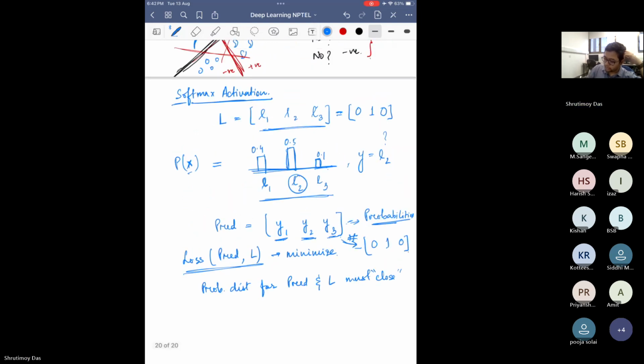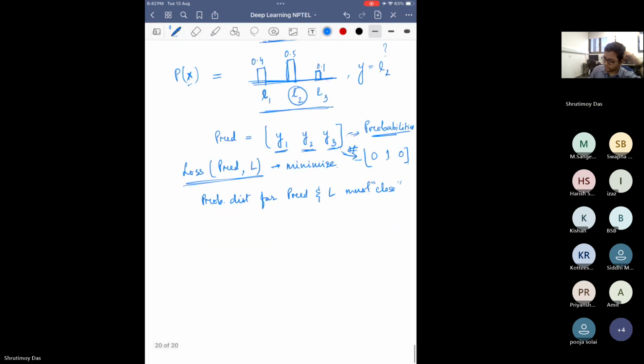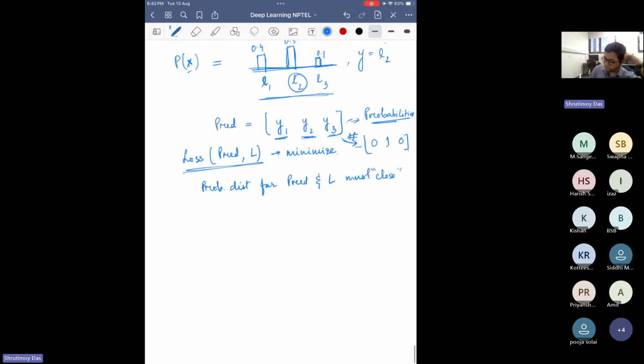So when you are training a neural network, if I design a neural network, what is the output dimension? Quick question. If I have a neural network, what is the output dimension here?